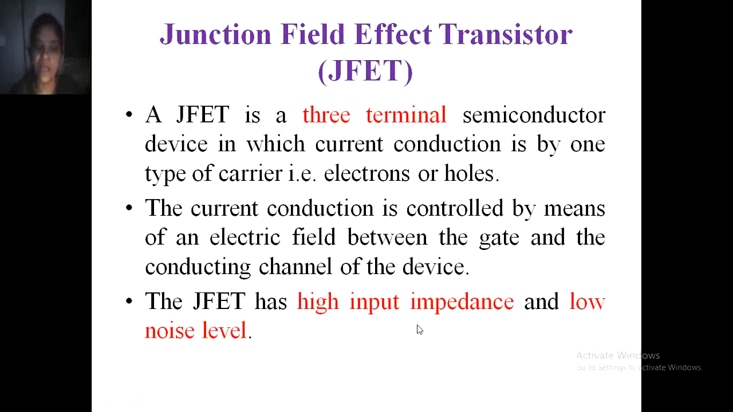A JFET is a three-terminal semiconductor device in which current conduction is by one type of carrier, either electrons or holes. That is why it is known as unipolar. The current conduction is controlled by means of an electric field applied between the gate and the source, or the gate and the conducting channel of the device. JFET has high input impedance and low noise level.